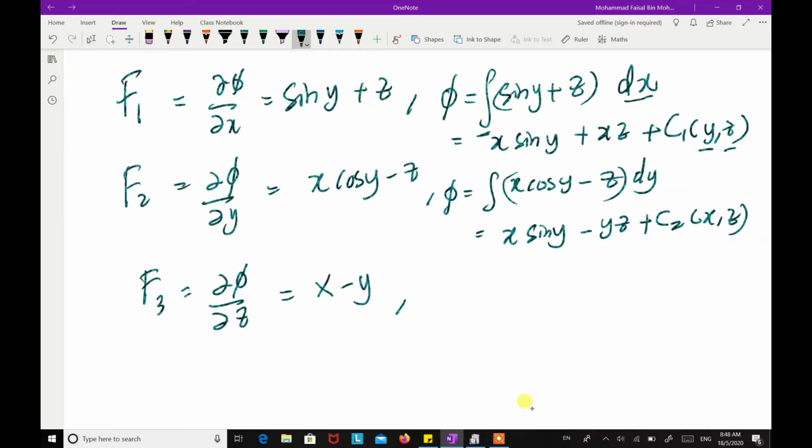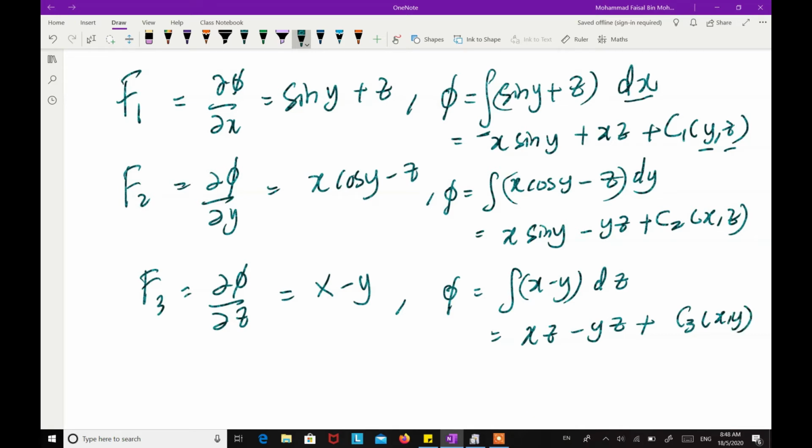And then the final one, phi will be the integration of x minus y with respect to z. So this is xz minus yz plus c3, a function of xy, because we are integrating with respect to dz.